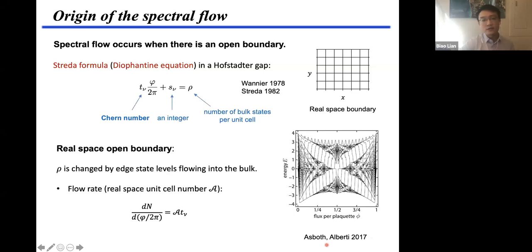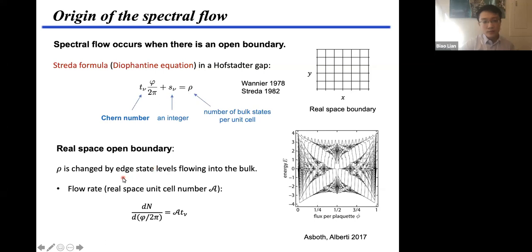People already studied such a spectral flow in real space. If you take an open boundary for a lattice model in real space, one notes that this is the spectrum they calculated in such an open boundary system, and indeed one would see these spectral flows in the gap. To understand this spectral flow is just to note that this density rho keeps changing as you change the magnetic field B.